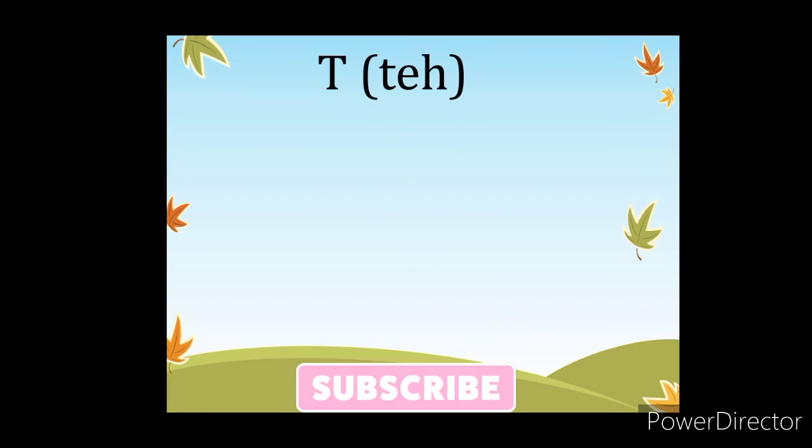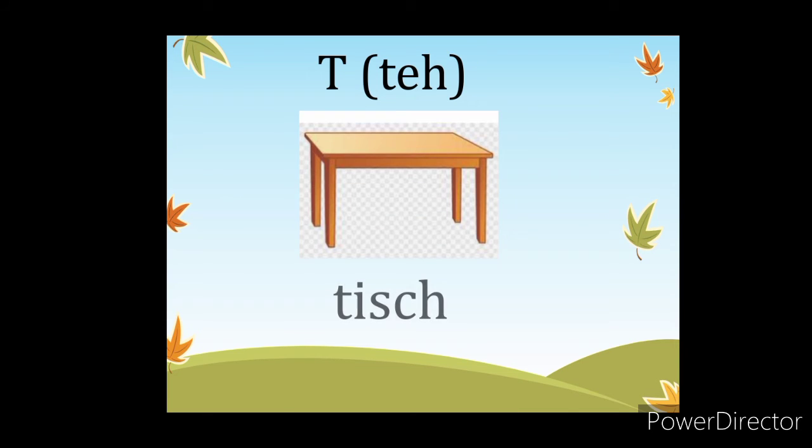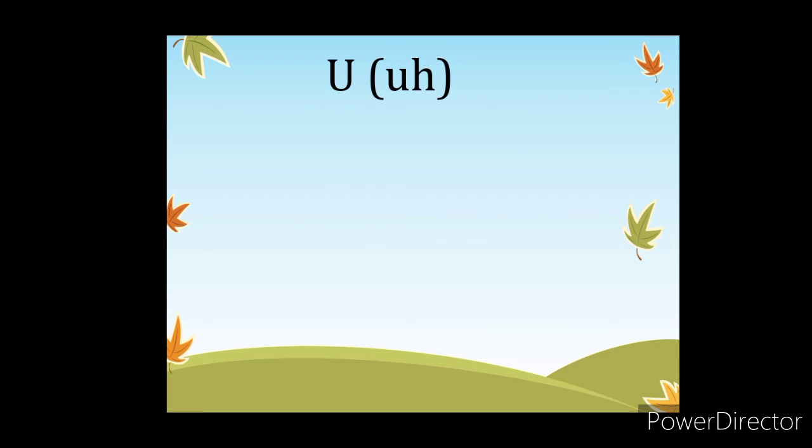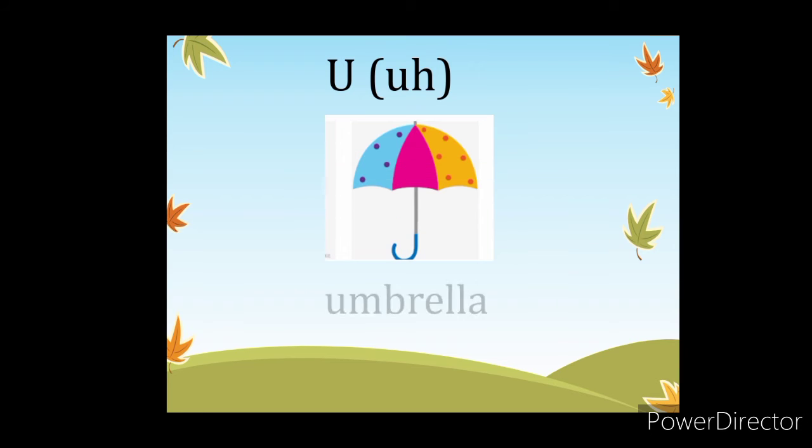T sounds te, Tisch. Tisch means table. U sounds oo, Umbrella.